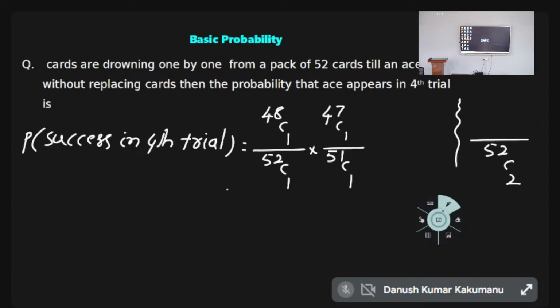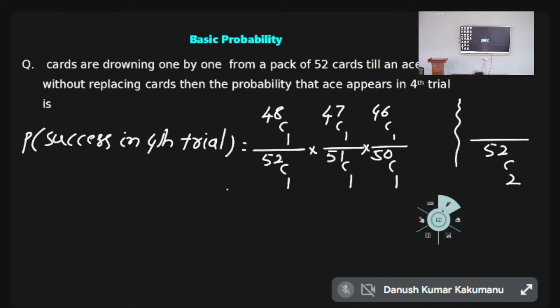Understood? Now, third card also not an ace card. It must be from the remaining 50. Even the third one is also not an ace card. It must be from the remaining 46. Three failures over it. Now coming to the fourth trial, he has to get a success. Our fourth trial must be a success probability.